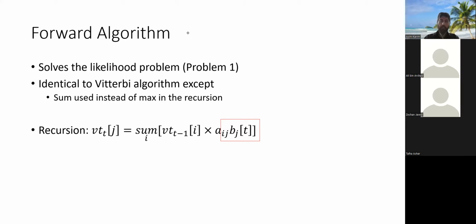So this is the recursion formula also given here. So instead of now the max, you have the sum. And the final sum that you get once you reach the end state or the final state is the probability that is desired.